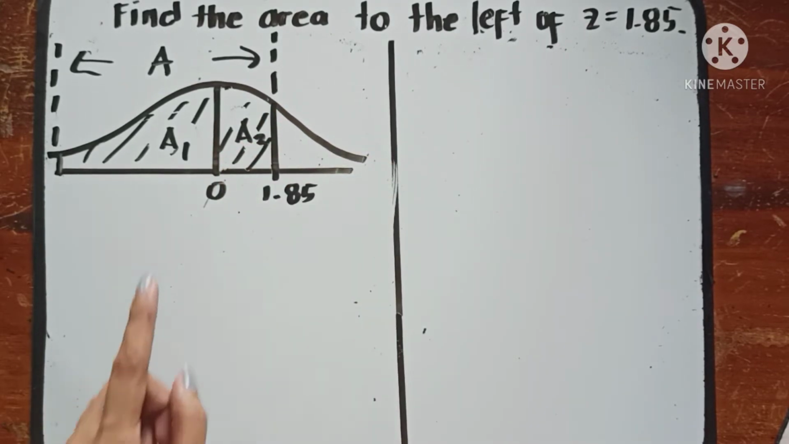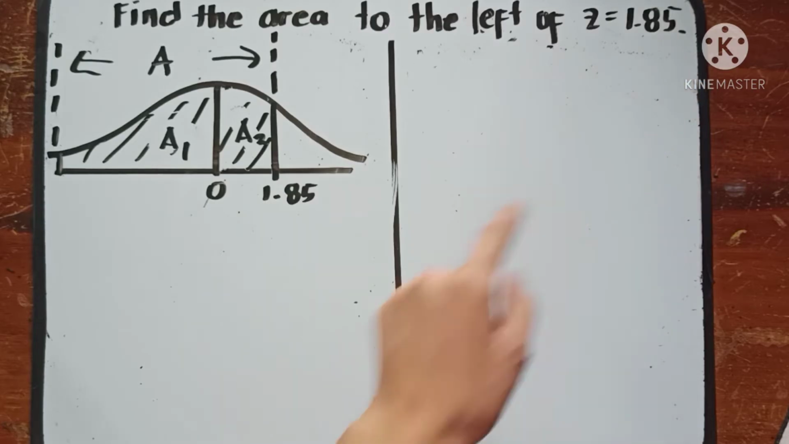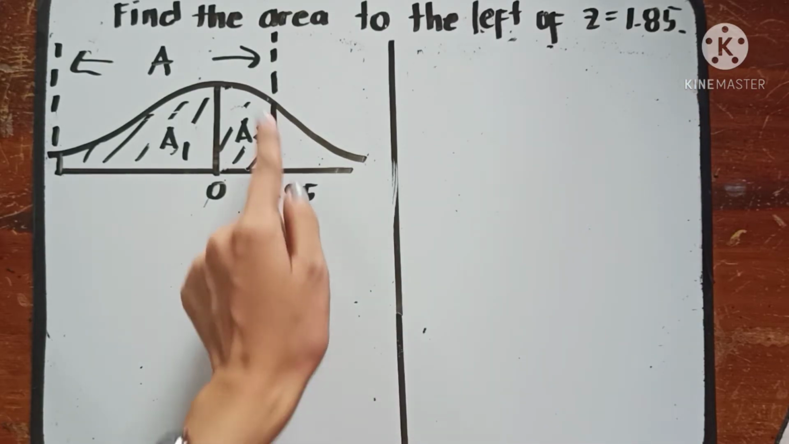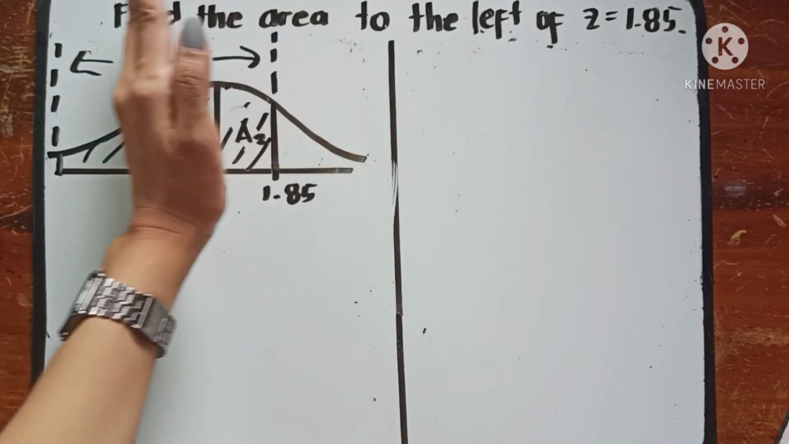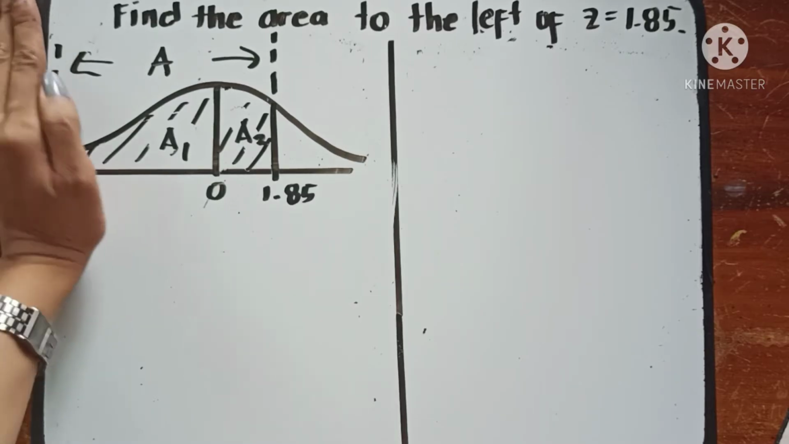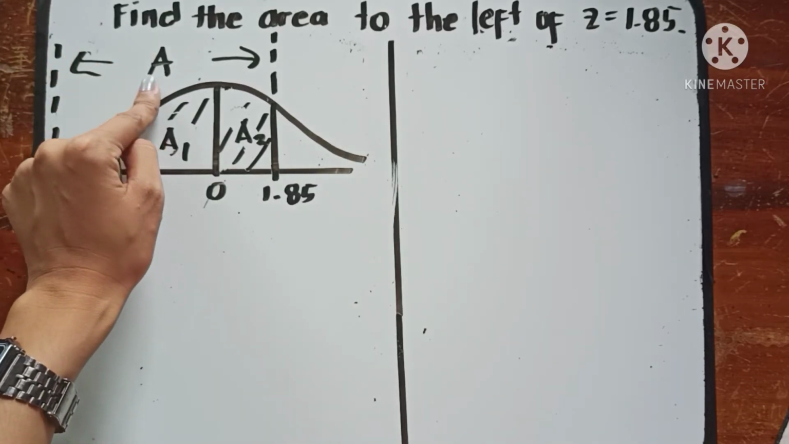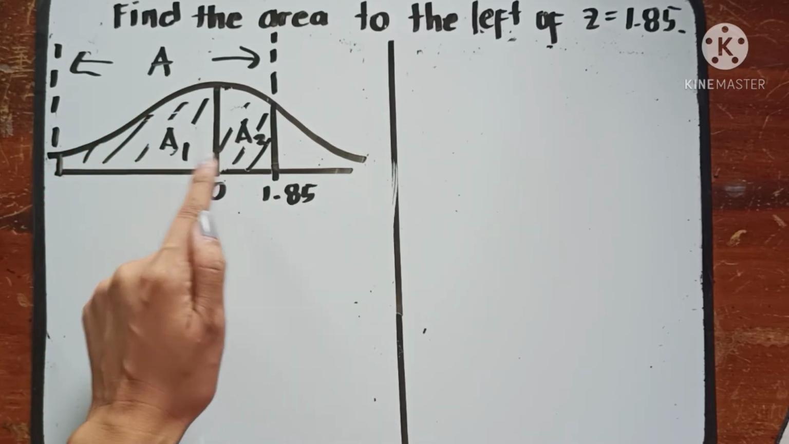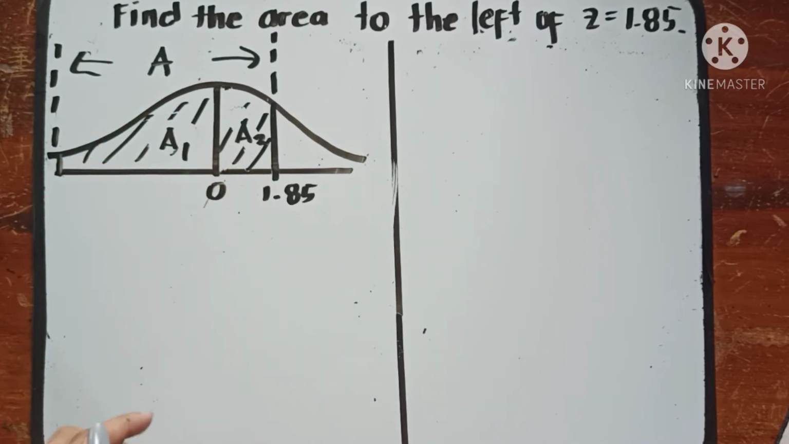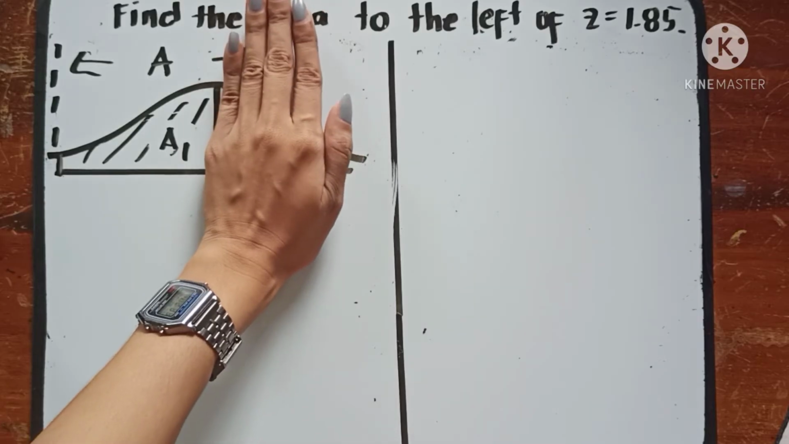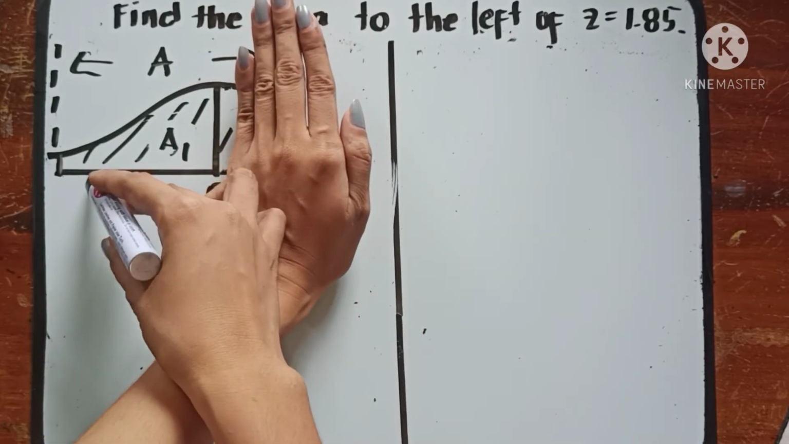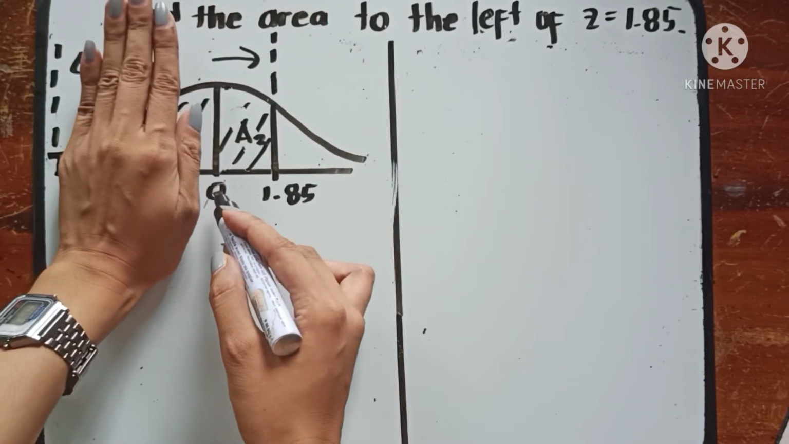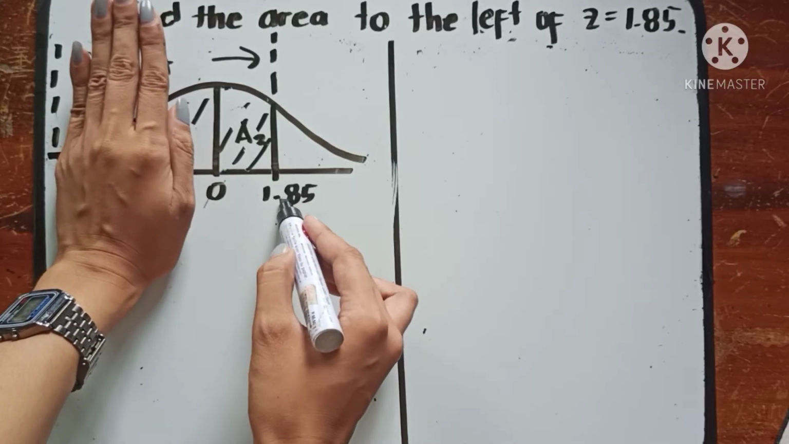Okay? So, again, area to the left of 1.85. So, from 1.85 papunta sa kaliwa. So, yun yung hinahanap natin na A. And to find the A, kailangan natin ng a sub 1, kailangan natin ng a sub 2. So, a sub 1 from 0 papunta sa kaliwa. And yung a sub 2 naman from 0 hanggang 1.85.